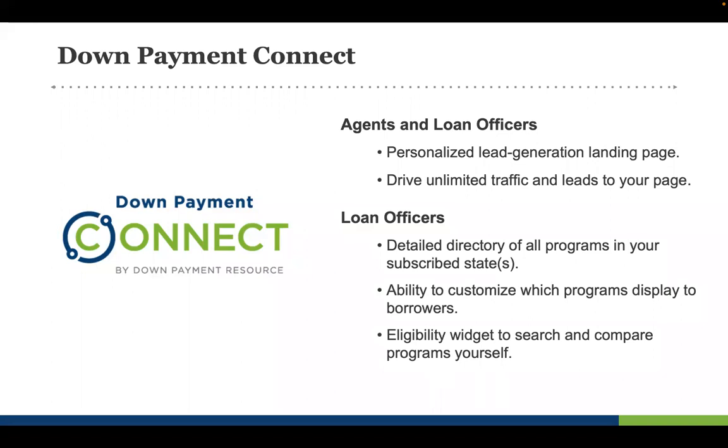Loan officers, if you are subscribing to the loan officer version of Down Payment Connect, then you also get a detailed directory of all of the programs in the states for which you subscribe to the tool. And you can customize which programs display to borrowers, because we know that you can't promote programs you don't have access to. You also get a back office eligibility widget so that you can do ad hoc searches and compare results. So you can explore eligibility for a client or run scenarios yourself.